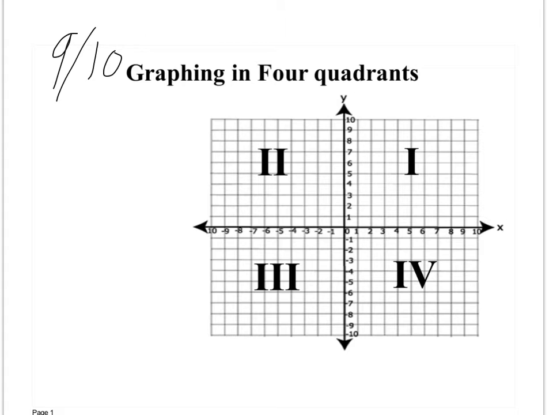Everybody understand? So don't be mad at me tomorrow when you get it wrong because you weren't listening. Okay? 1, 2, 3, and 4. In quadrant 1, the x is positive, the y is positive. Quadrant 2, the x is negative, but the y is still positive. Quadrant 3, they're both negative. Quadrant 4, the x is positive, but the y is negative. Okay, easy enough.